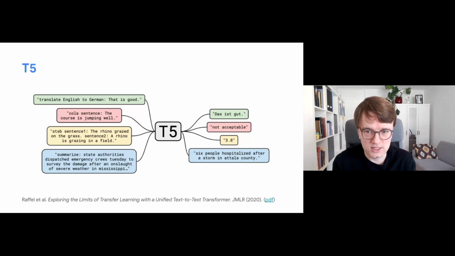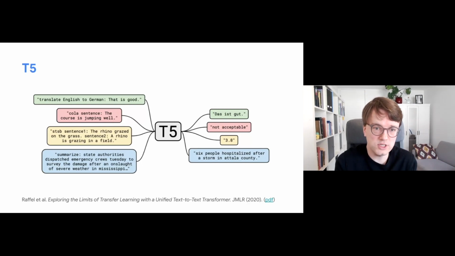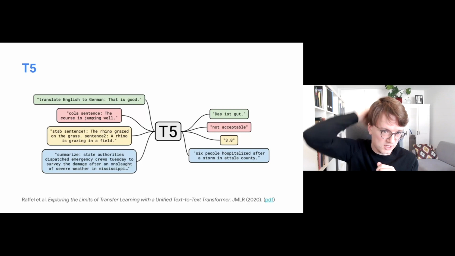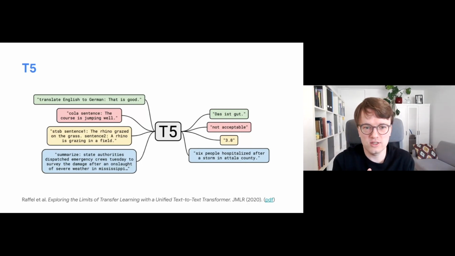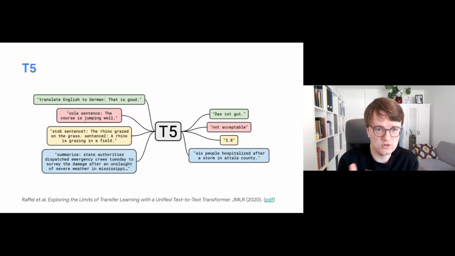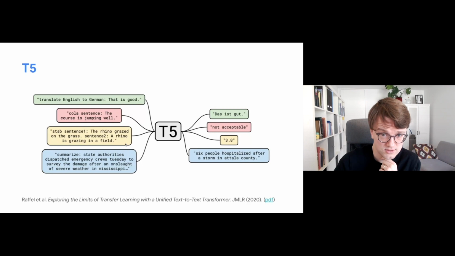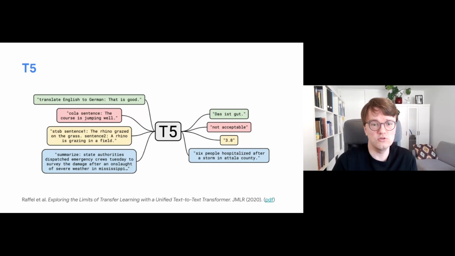And as you can see in this example, the model tries to solve tasks like machine translation, then some kind of NLU tasks where you need to classify the outputs. And what is interesting, it even tries to solve some sort of regression task where you need to output a numerical sentence. So you see this yellow box, the rhino grazed on the grass. And then you need to output some kind of similarity between the two sentences in numerical format.